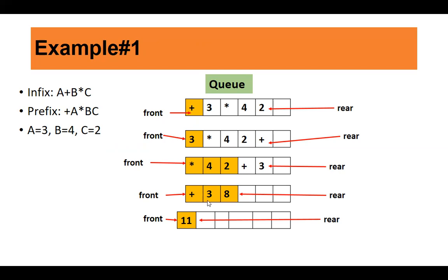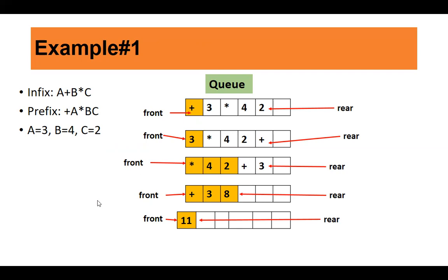Now again you have an operator followed by two operands, 3 and 8. So delete the operator, delete operand 1, delete operand 2, carry out the operation of addition, that is 11, and insert it into the queue. Now there is only a single element remaining in the queue, which is an operand and is the result of the evaluation of this prefix expression. I hope the concept is clear.